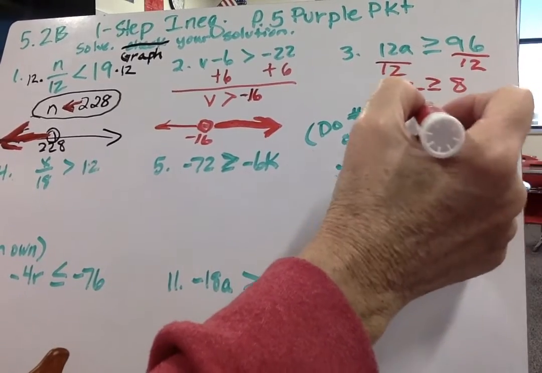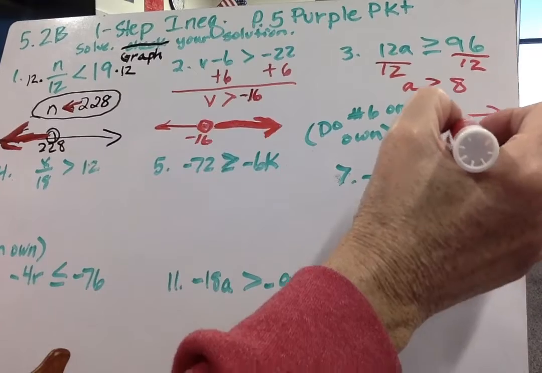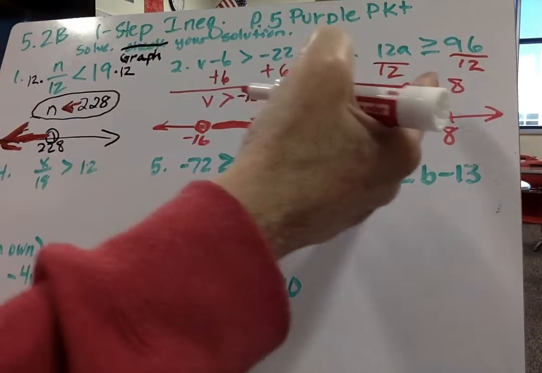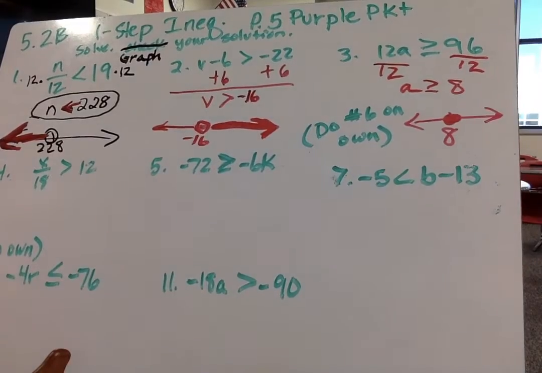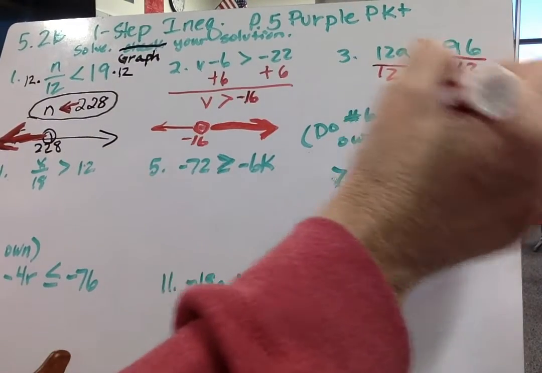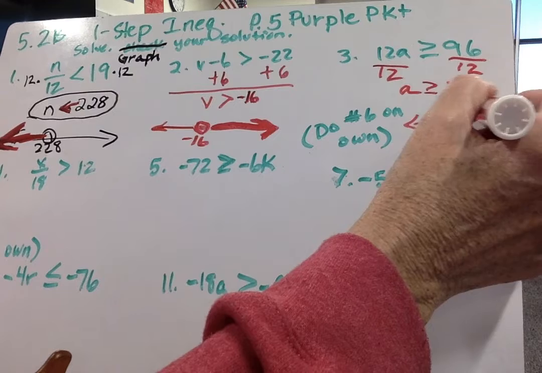Here's my number line. 8. Open or closed dot? Since it has or equal to, that extra line means that's part of the solution set, and we shade, it's pointing to the right.